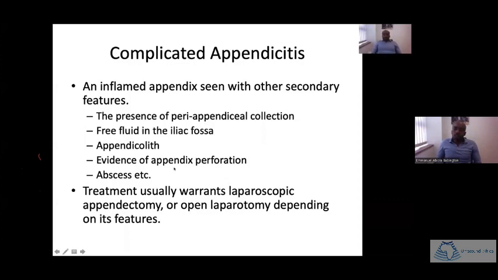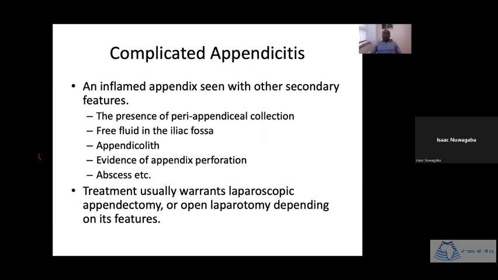With complicated appendicitis, we have an inflamed appendix with other secondary features, like the presence of a periappendiceal collection, free fluid in the area, an appendicolith, and evidence of appendix perforation. You can find abscesses, etc. And usually the treatment of complicated appendicitis would warrant appendectomy, or sometimes open laparotomy, like I mentioned earlier, depending on the features.